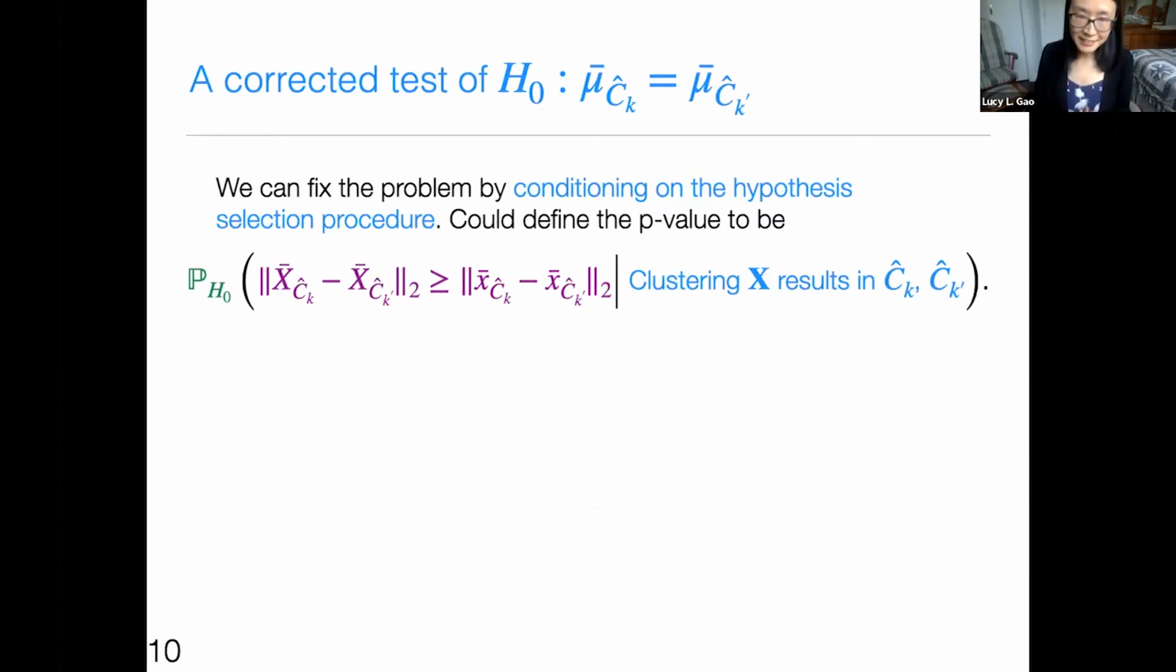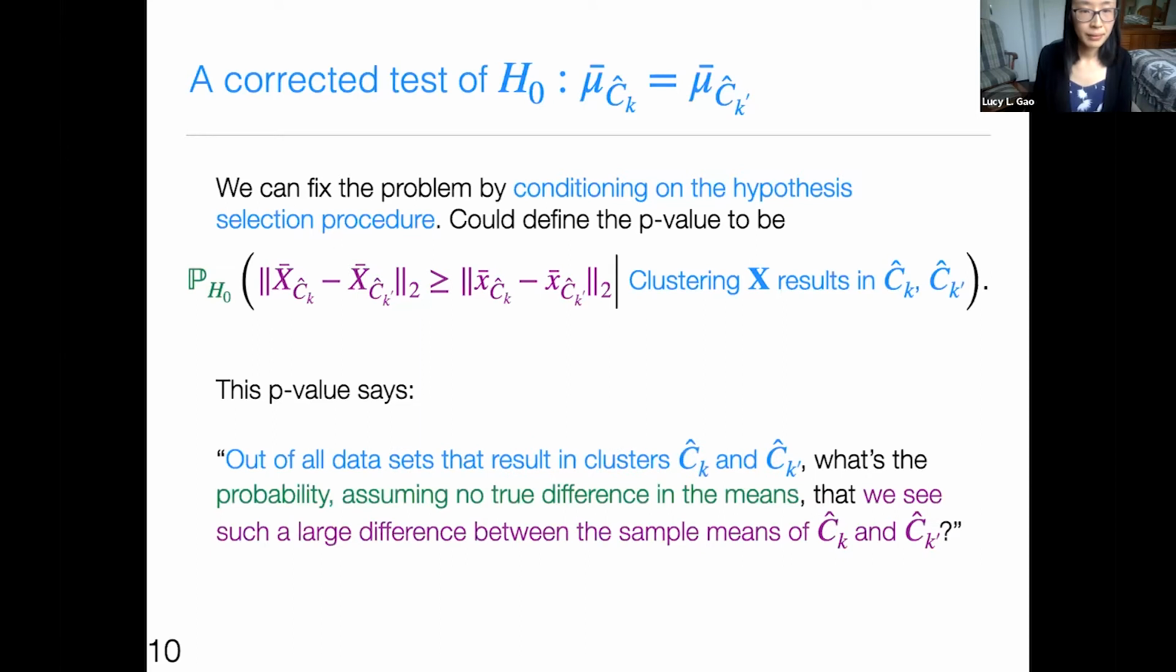So how am I going to fix this? Well, I'm going to claim that I can fix this problem by conditioning on the way that we selected the null hypothesis. Instead of defining the p-value to be the probability of seeing such a large difference in means under the null, I'm going to define it to be the probability of seeing such a large difference in means under the null, but this time conditional on having estimated these clusters C hat k and C hat k prime.